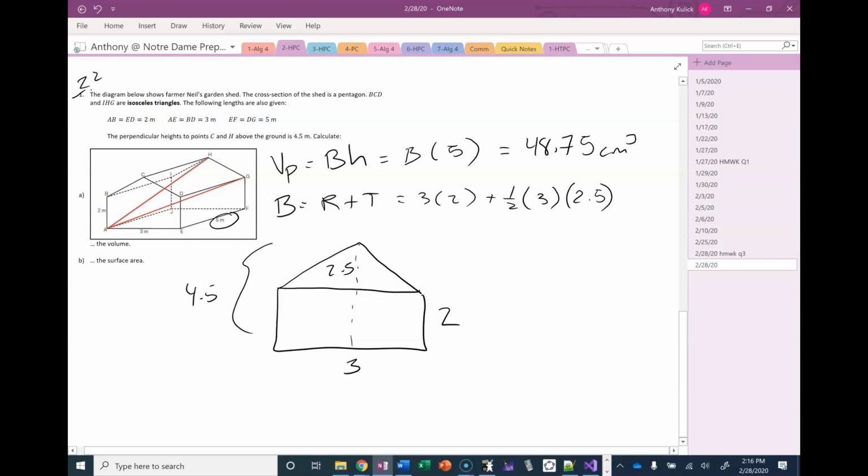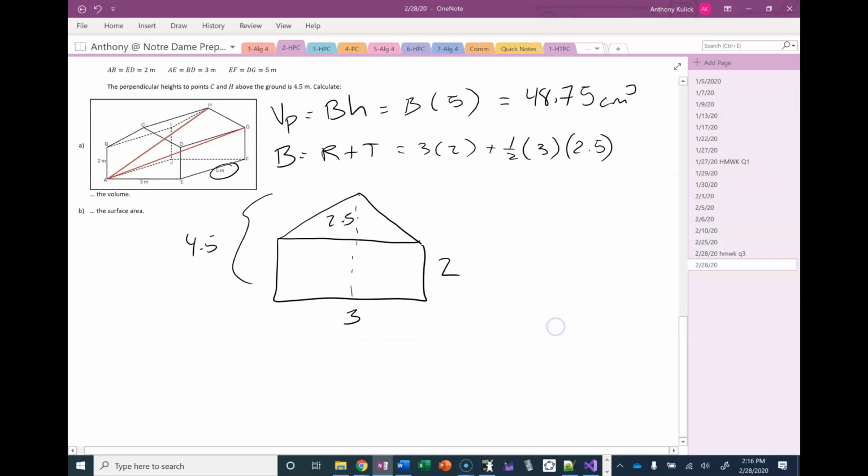The surface area is going to be a pain, though. So get ready for this. All right, that does work? Okay, good. Thank you guys for checking. The surface area, I have 2 pentagons for the bases. I have a rectangle for the bottom. I have 2 of these rectangles for the sides. And then I have 2 of those rectangles on the roof.